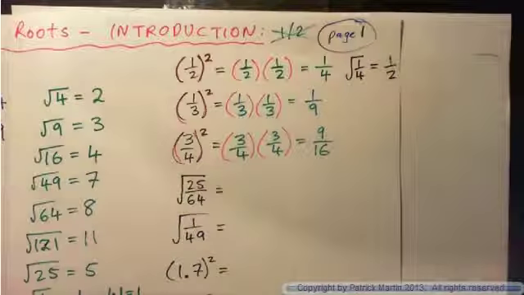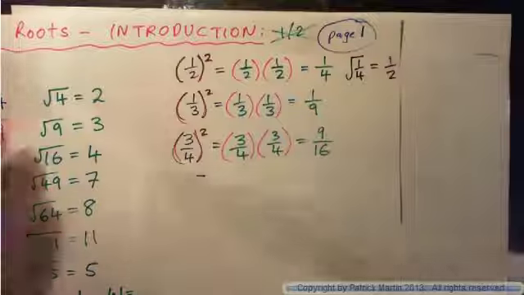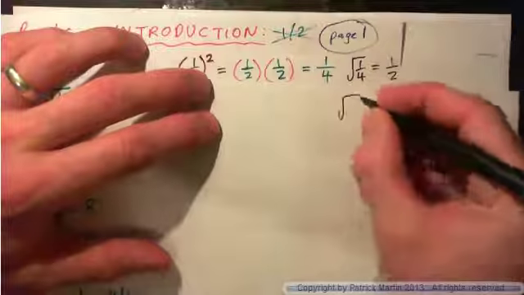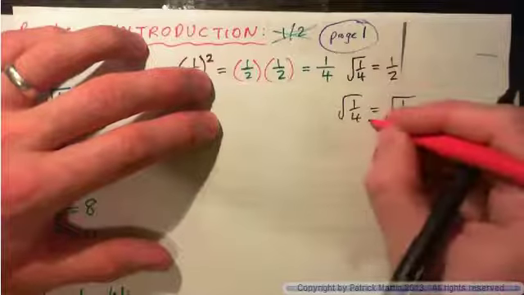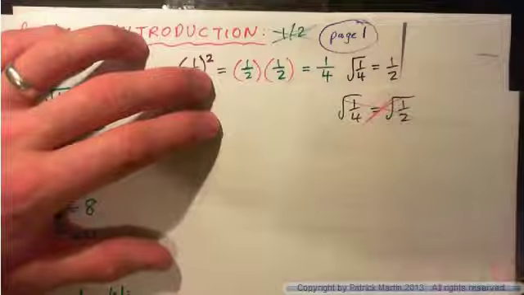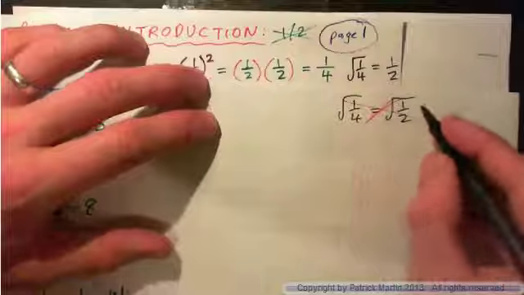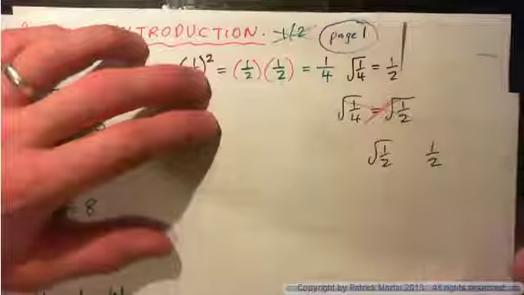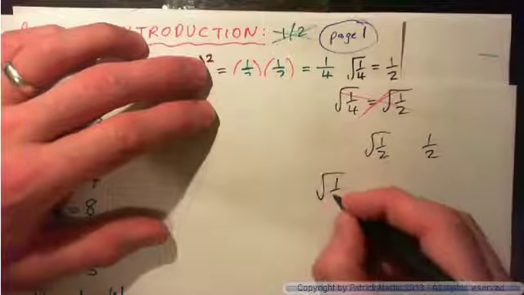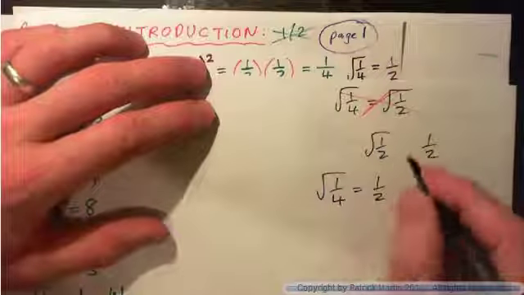Something that you need to remember too is some people like to do this. Root of 1/4 equals root of 1/2. That is completely wrong. That's not true at all. Square root of a half is not the same thing. Root of 1/2 is different than just 1/2 on its own. The square root of 1/4 equals 1/2, not square root of a half.